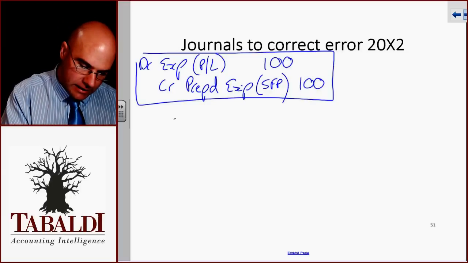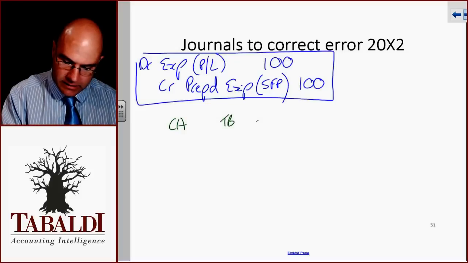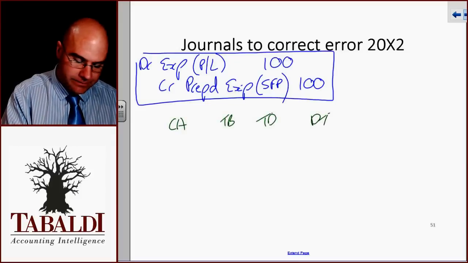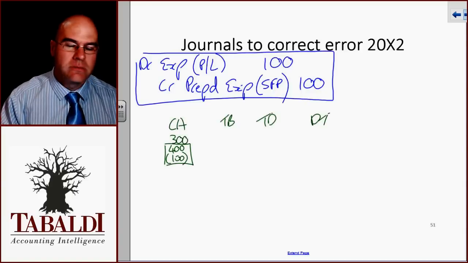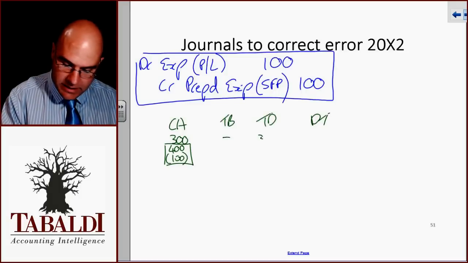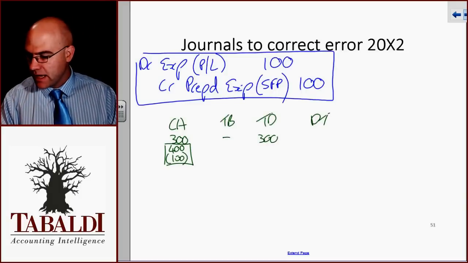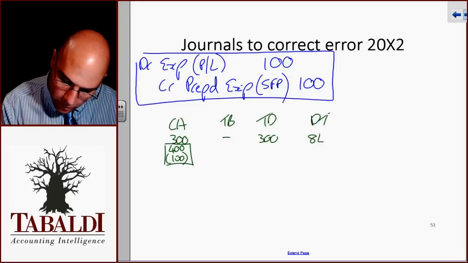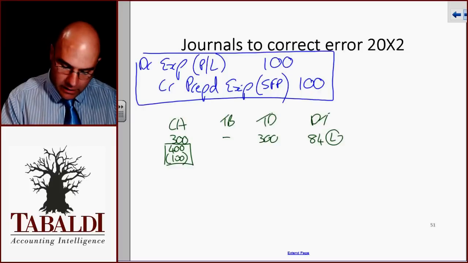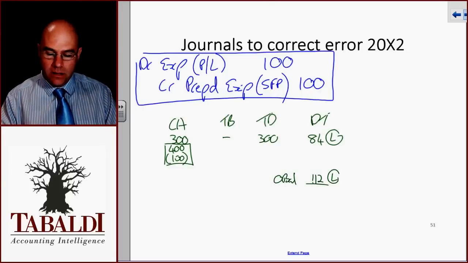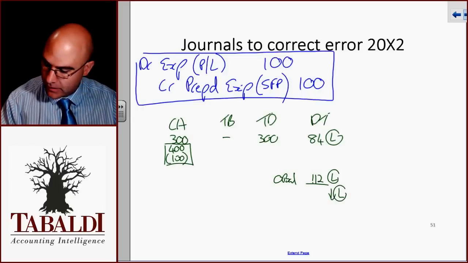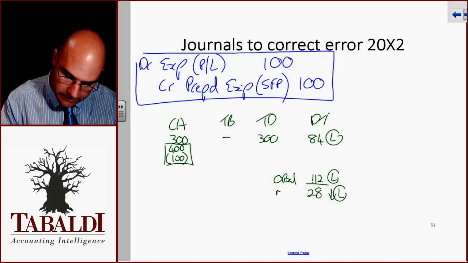The tax had carrying amount, tax base, temporary difference, deferred tax. We had a carrying amount now of the 400 minus 100, giving me a carrying amount of 300 being an asset. Tax base is 0, temporary difference is 300. Deferred tax then would have been 84 being a liability, please. The opening balance was 112 liability. So what has happened here? We have decreased the liability by an amount of 28.